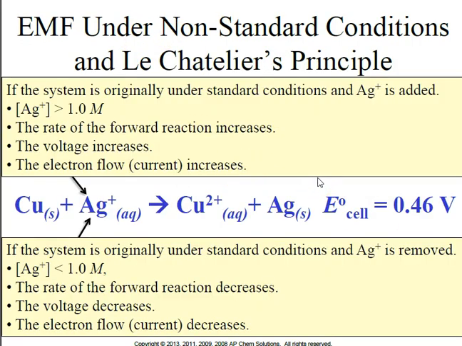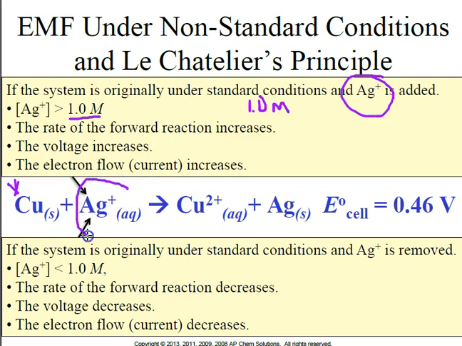All right, here's an example of a system under non-standard conditions. Starting out at the top, we're using this equation. What if the system is originally under standard conditions? So you originally have 1.0 molarity, but you add some more silver ion, so that now the silver is greater than 1.0 molarity. What does that cause to happen?